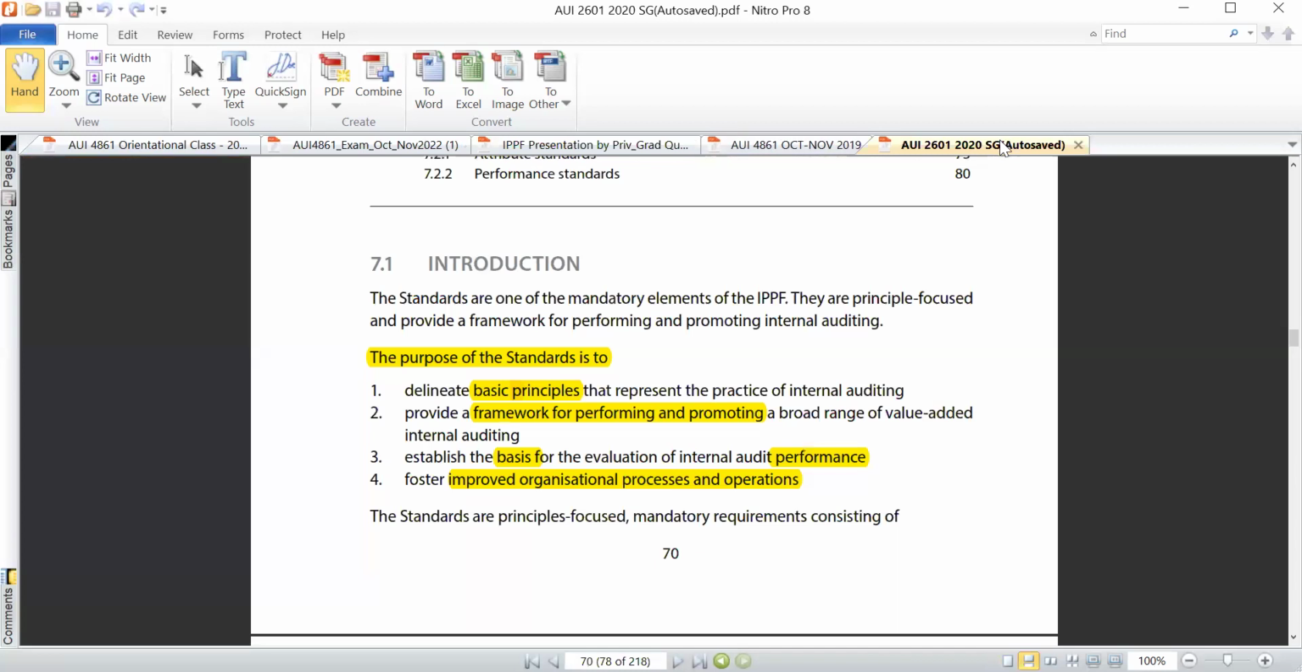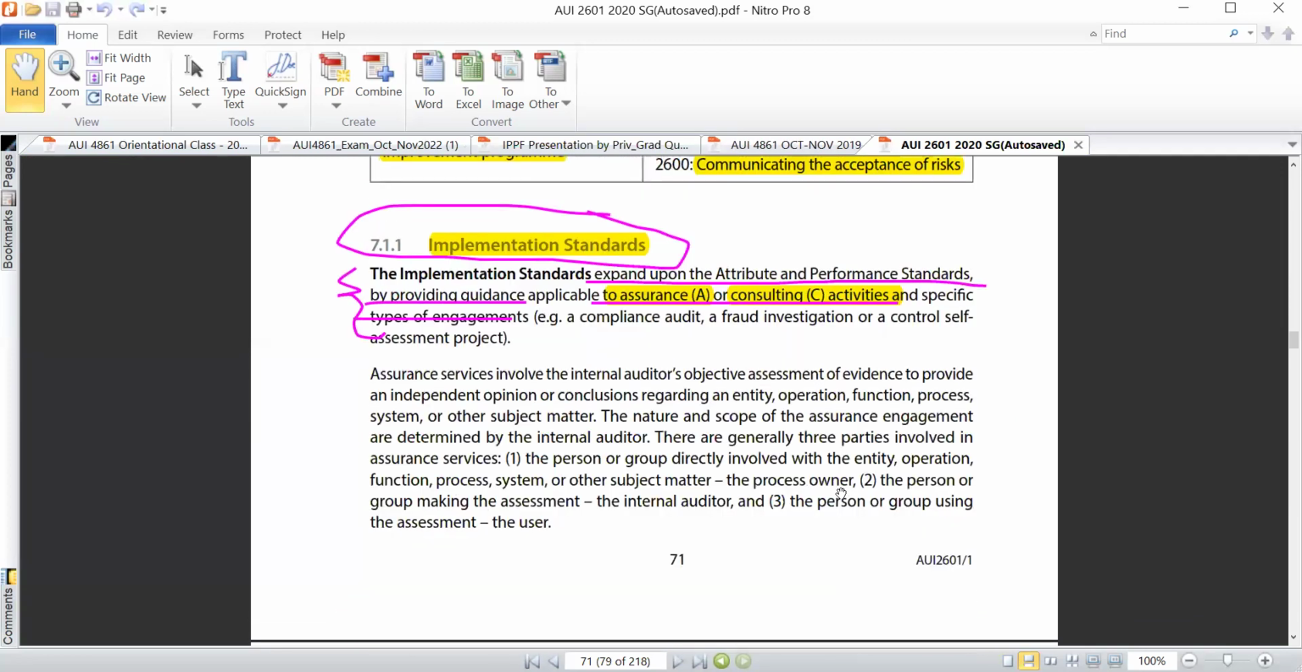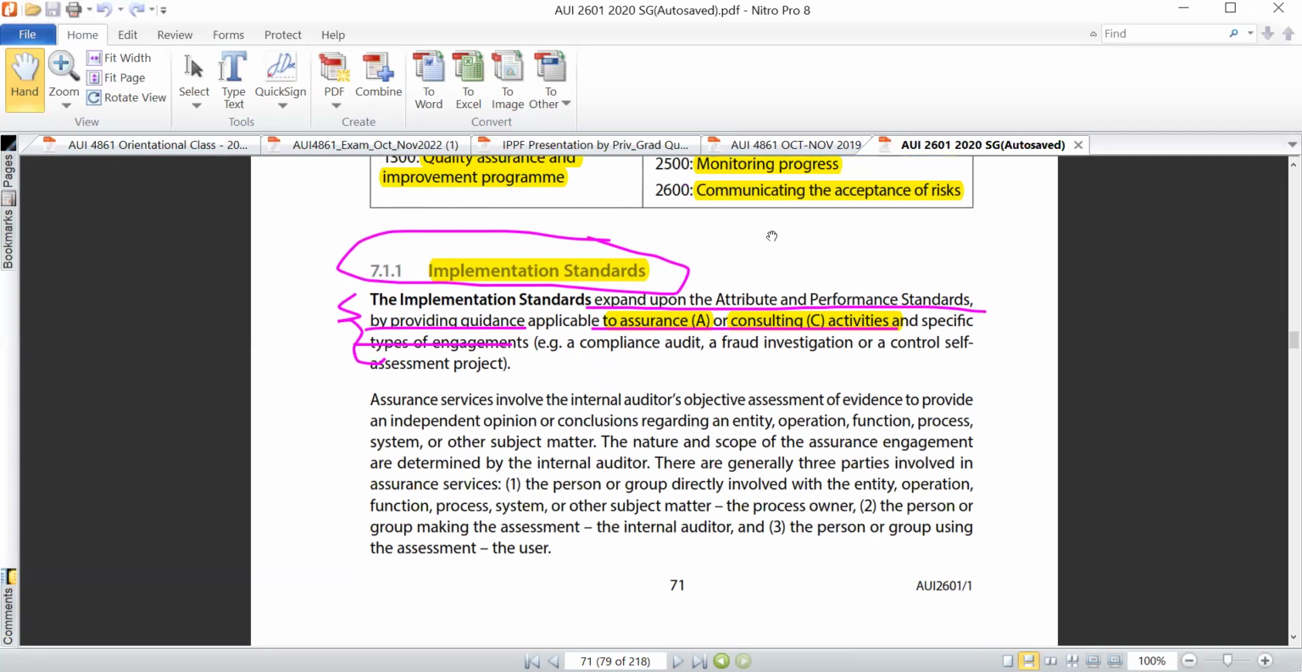Something like that. Then, of course, to also foster improved organizational processes and operations. So the standards help us promote a certain way of improving the way that the organization is doing things, right? Now, I've already explained to you the outline of attribute standards, performance standards, and then like I've mentioned, there's something called implementation standards. Implementation standards elaborate further in detail on what your attribute standards and performance standards are, in the category of assurance perspective or consulting activity perspective.